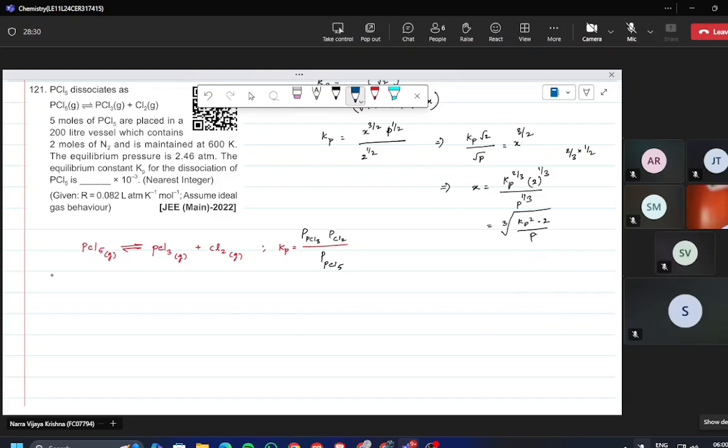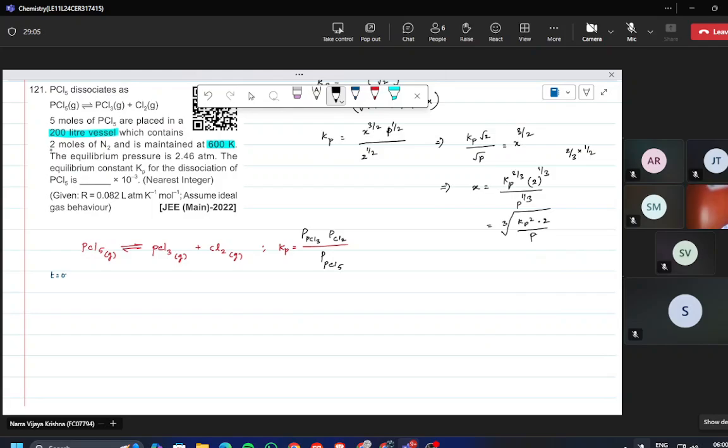Now, initially, observe carefully what they have done. Do they make any changes in temperature? So temperature is constant. Is there any change in volume of the container? So volume of the container is also constant. If volume and temperature are constant, we can write that number of moles is directly proportional to pressure, right?